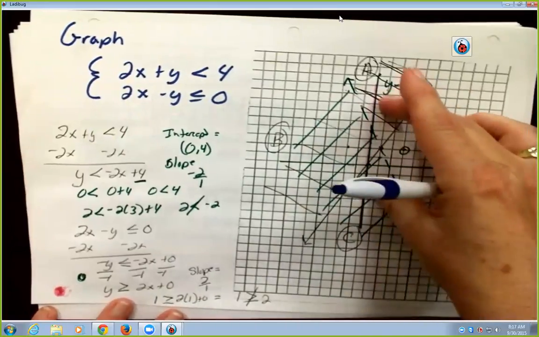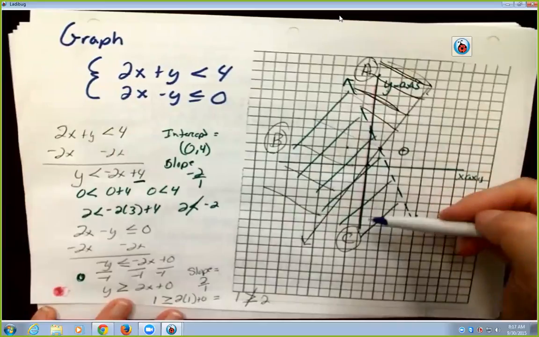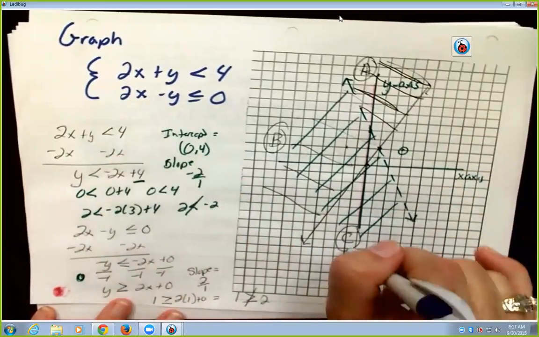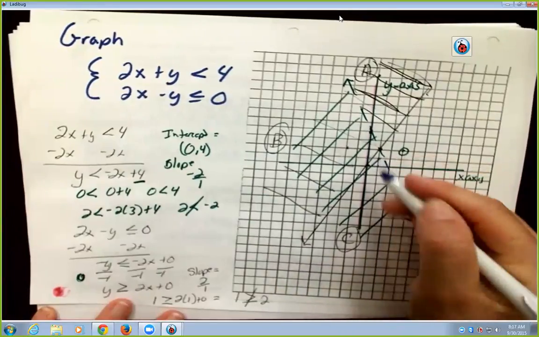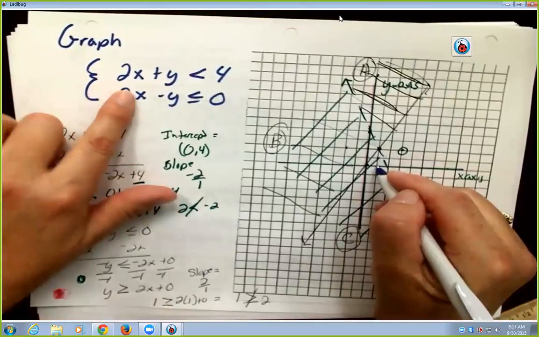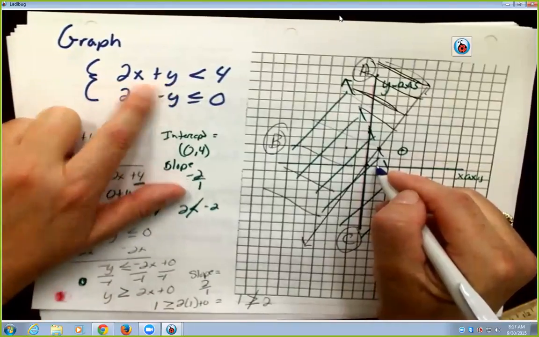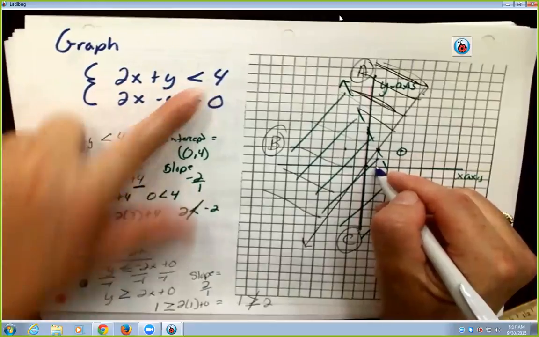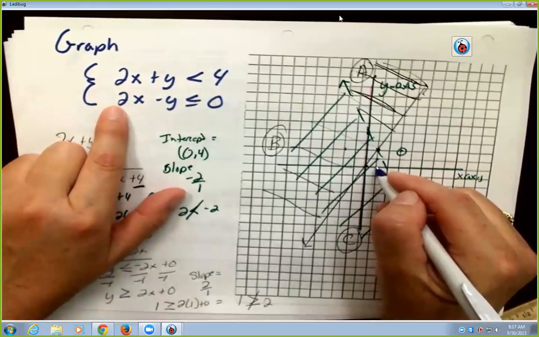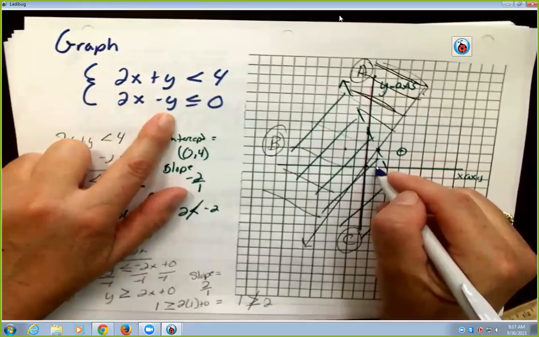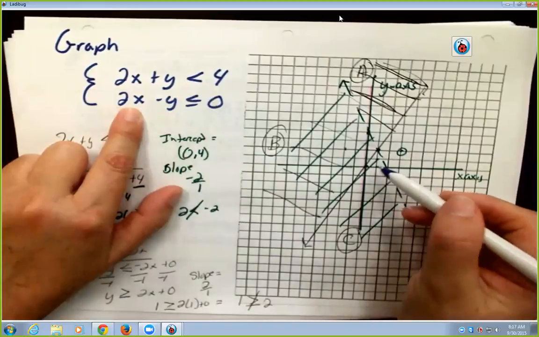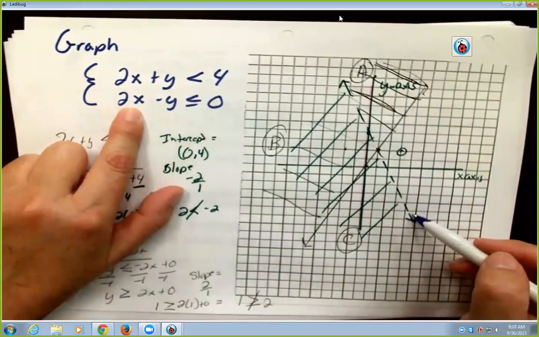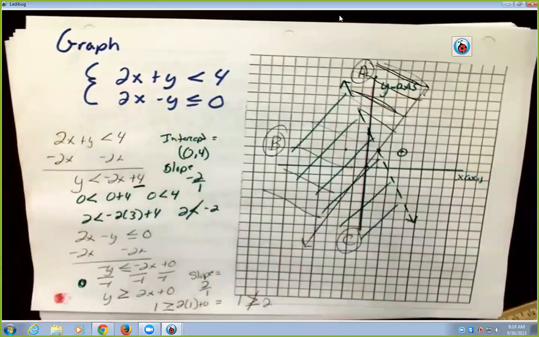If you tested somewhere out here in the singly shaded region, it will make one true, but the other one will be false. Okay? So for instance, if I tested (1, 0), and put 1 in here and 0 in there, I get 2 is less than 4, which is right. But if I put it in here, 1 and 0, I have 2 is not less than or equal to 0, so therefore it doesn't work. It worked for the first one because that's where the first line is shaded, but it would not work for the second one. Okay, so does that make sense?